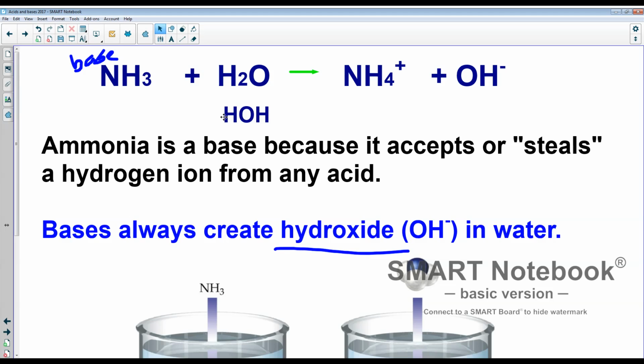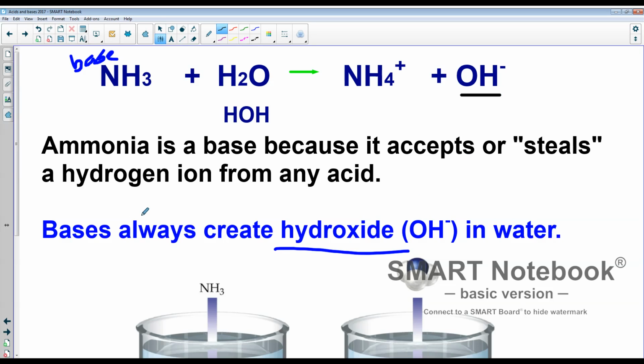So what ammonia does is it takes one of the hydrogen ions. Remember that water is HOH. Ammonia takes one of the hydrogens from water and sticks it to itself, and it becomes NH4 plus. So it's eaten up one of the hydrogens for itself, but it's taken hydrogen out of the solution. So what we're left with overall is water missing a hydrogen, hydroxide.